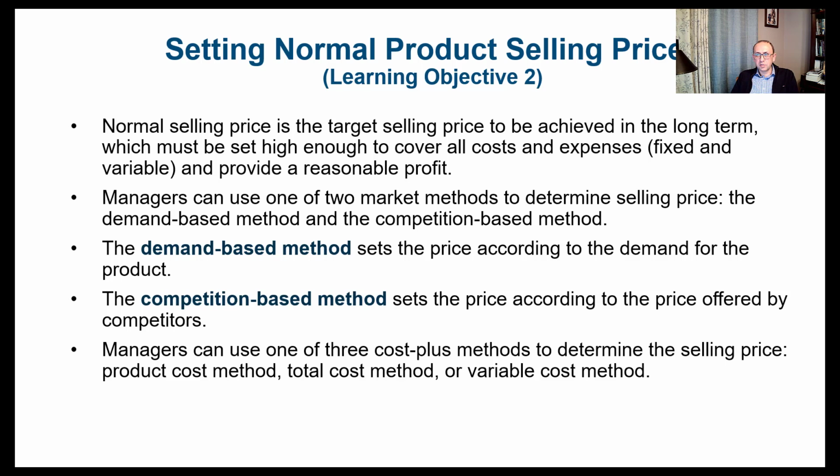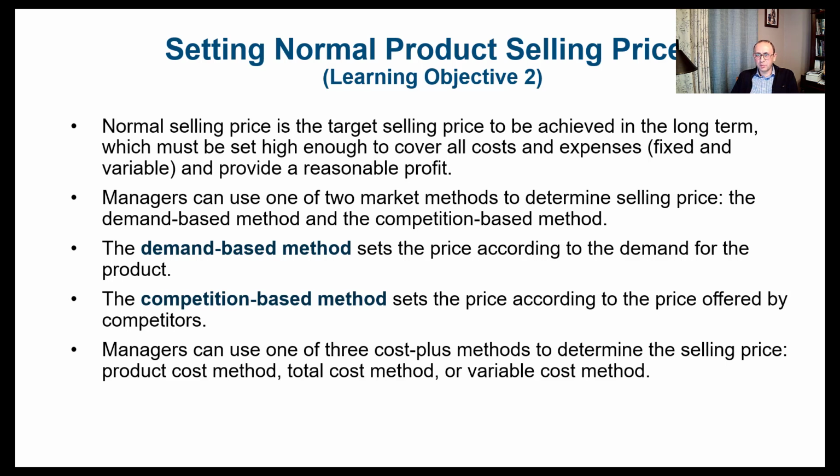So normal selling price is the target selling price to be achieved in the long term, which must be set high enough to cover all costs and expenses. And many businesses fail because they don't do this right. They try to be competitive in the market, and they forget that their price has to cover their fixed cost, their variable cost, and also provide some reasonable profit. Because if you price your product at a value that would not be able to cover your fixed and variable cost and generate some profit, then you will not be able to survive.